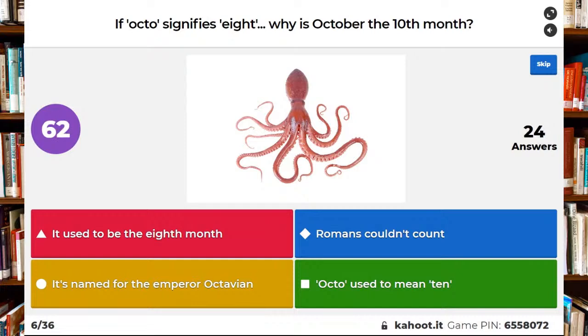So did it used to be the 8th month? Is it because Romans couldn't really count? Is it because it's a red herring and it's named after the Emperor Octavian? Or did octo used to mean 10? Have you ever thought about that? October, but it's the 10th month. Doesn't really make sense, does it? That's why it's my favorite question. It's something that's been in plain sight all these years, never even thought about it.